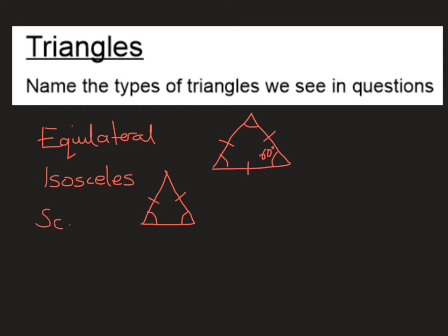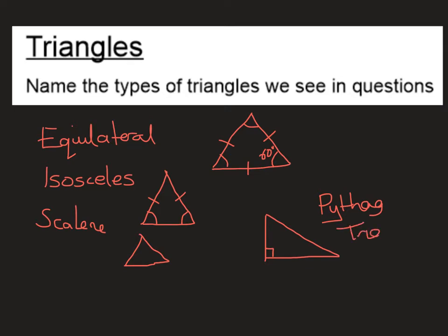Scalene, so just one where none of the sides or the angles are the same. That almost looks like an equilateral. Well done. And obviously it's not a particular type, but just keep an eye out for right angle triangles because they involve Pythagoras and they involve trigonometry.